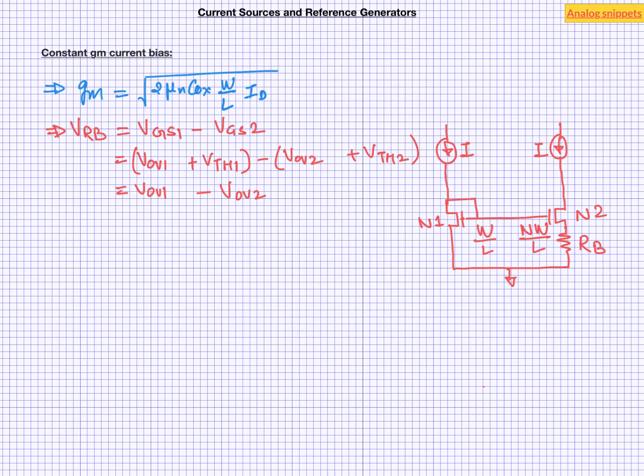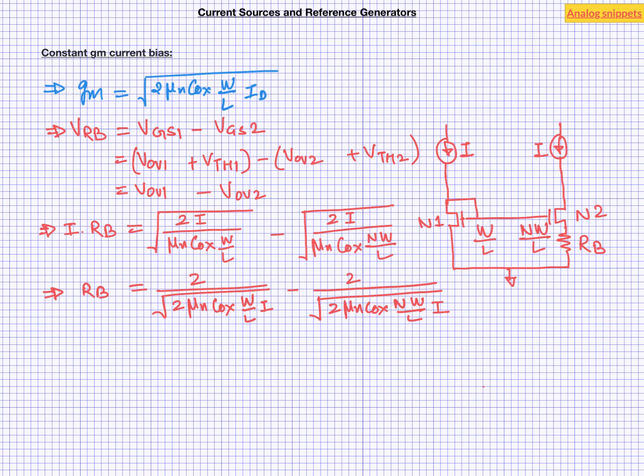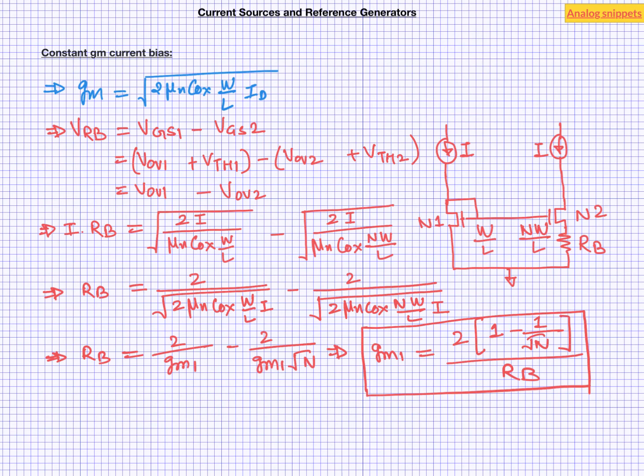Now let's express these voltages in terms of their currents. Here we are assuming both transistors are in strong inversion saturation. We can further simplify this equation. Okay, so now if we look at this equation, we can identify this term as the GM of transistor N1. So let's further simplify this equation. Okay, so this is the equation that we were looking for.